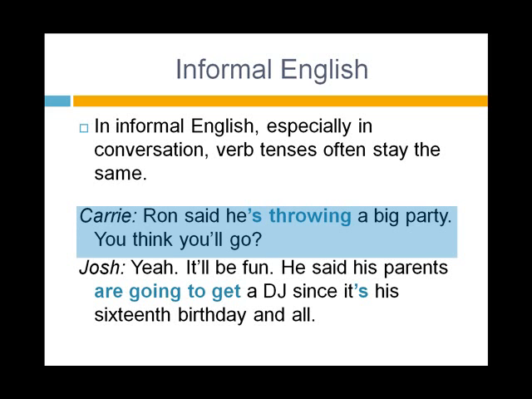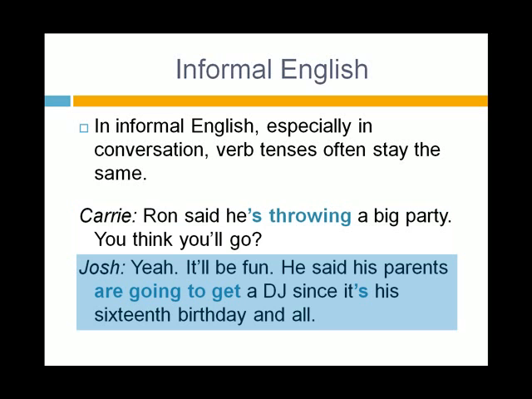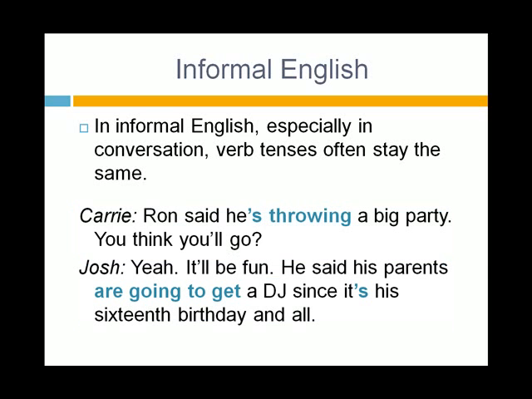Carrie: Ron said he's throwing a big party. You think you'll go? Josh: Yeah, it'll be fun. He said his parents are going to get a DJ since it's his 16th birthday and all. Because this is an informal conversation, we can keep Ron's original verb tenses, the present and the future.